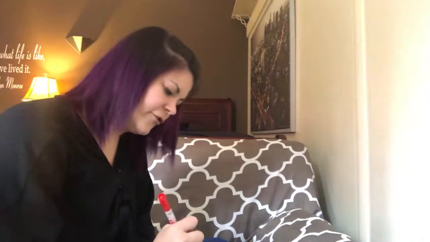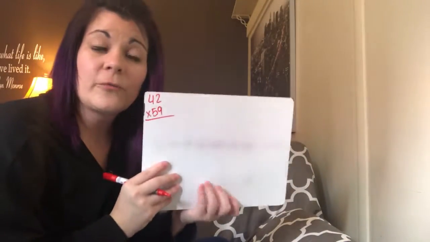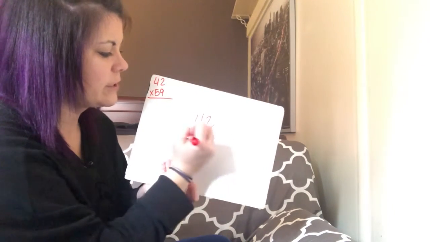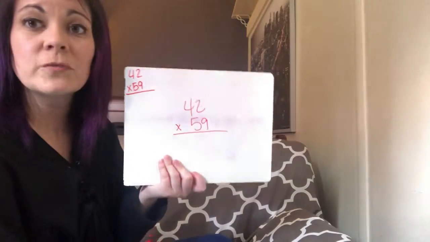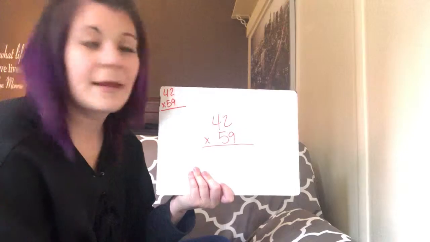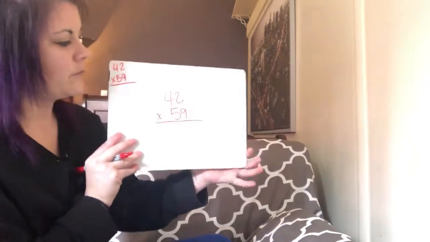Let's do 42 times 59. The first way I'm going to do is traditional. Since they both have 2 digits, it doesn't matter which one goes on top and which one goes on bottom. Remember, you always put the most digits up top, but since they have the same, it doesn't matter. And now we're going to multiply.